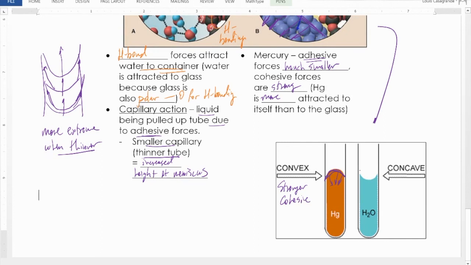And anytime we see a concave shape, concave pushing up, remember this is relative to gravity, we know that we have forces that are pulling that liquid up. The liquid is being attracted to the material that's making up its surface. And so we have stronger adhesive forces.